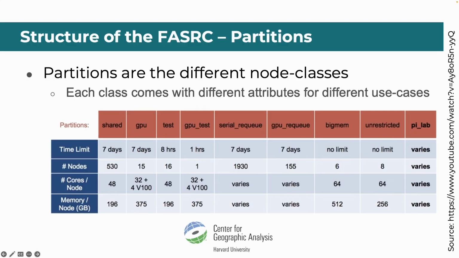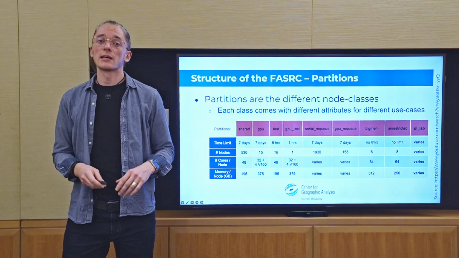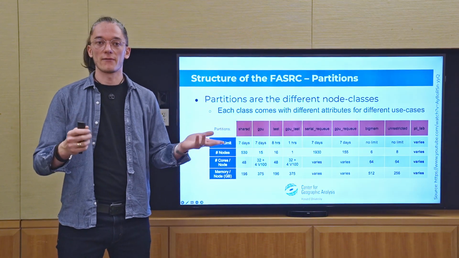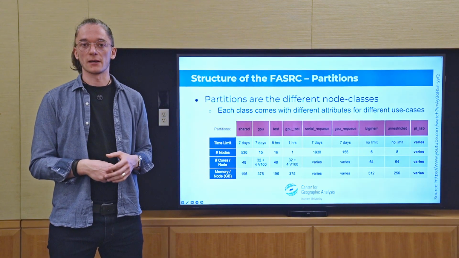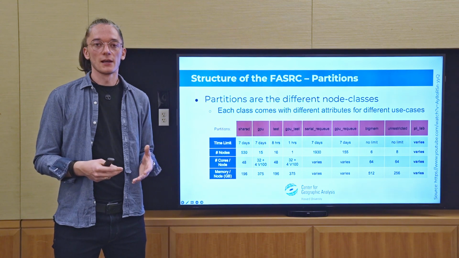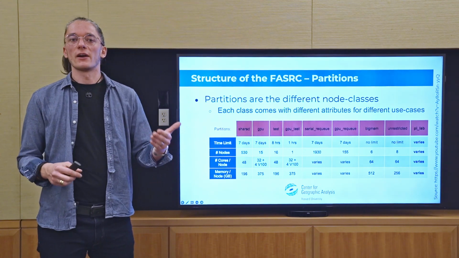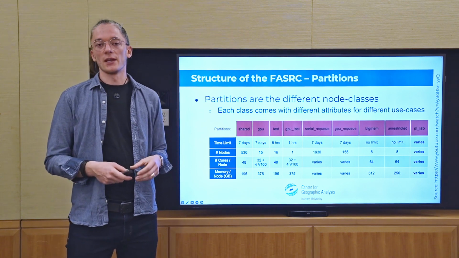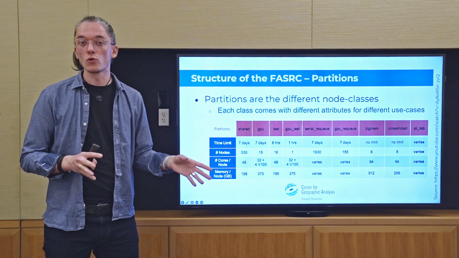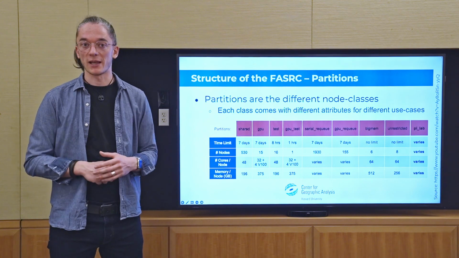Now, the FASRC comes with different partitions. That's the word they use for the different types of nodes that are available for different jobs. For some jobs, you want to run, for example, a heavy machine learning application that requires GPU cards for your model to run on. And this is a very different hardware system than if you just need something that has a lot of CPU cores, for example, to work with some data sets in Python.